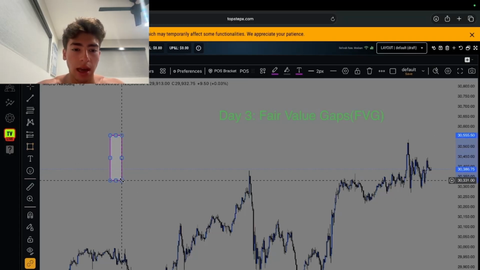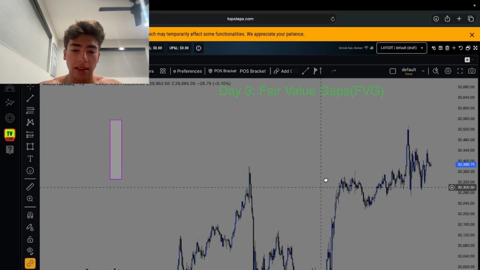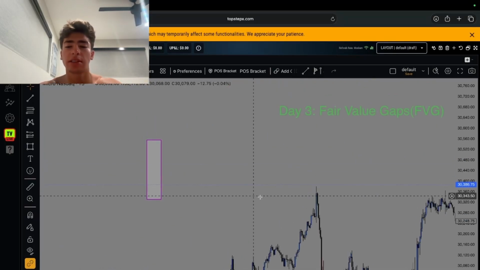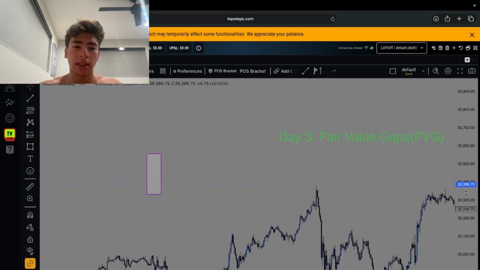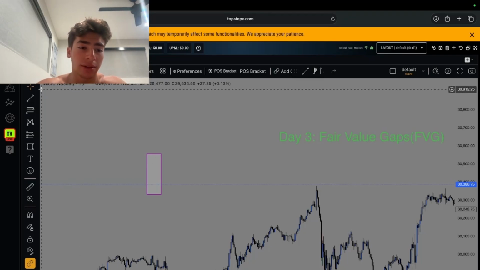So how to identify fair value gaps. At first, it's going to be a little bit difficult, right? I remember I had some trouble with this, but it's not the hardest thing to understand. You just need to watch the chart and get a good eye for them, but it's pretty self-explanatory.